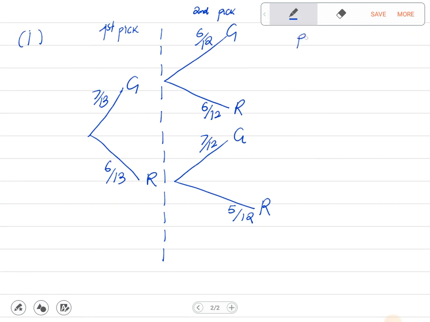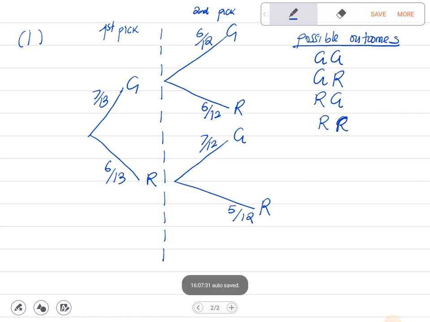So here you write possible outcomes. What are your possible outcomes? Green and green, so I can get green, green. I can get green and red. Or I can get red and green. Or I can get red and red. These are your possible outcomes. Now the question is complete.